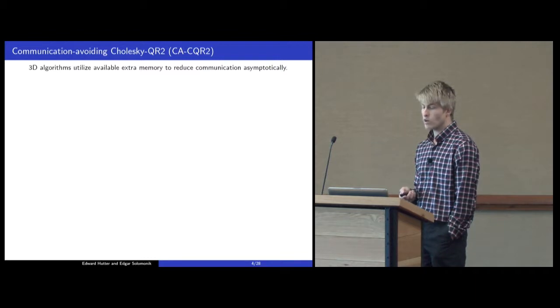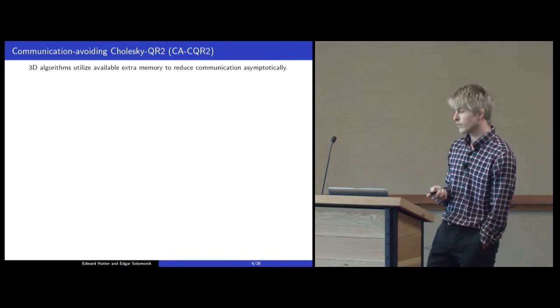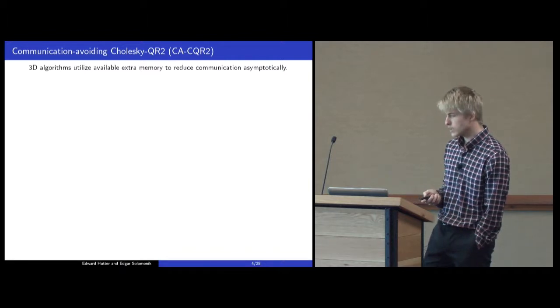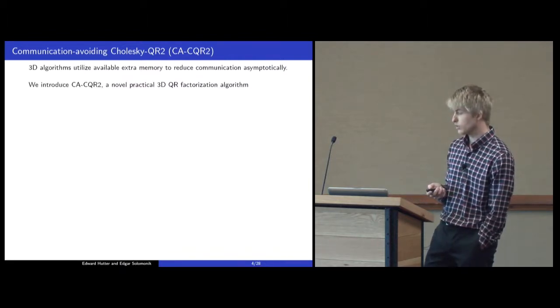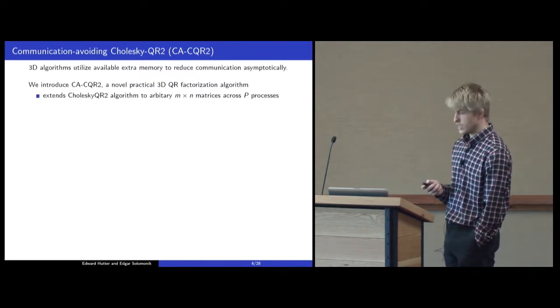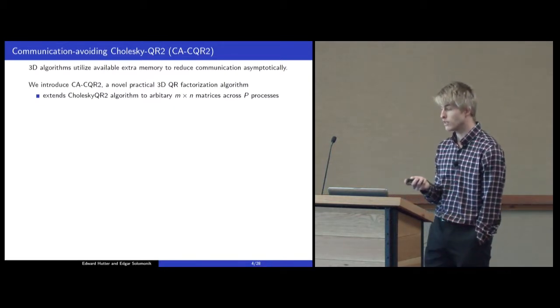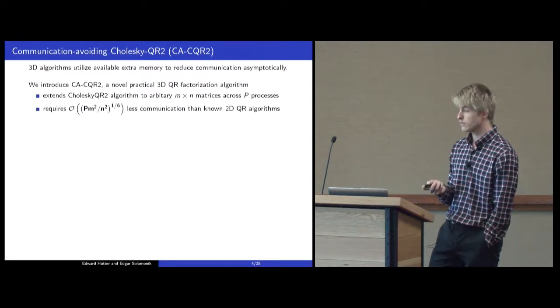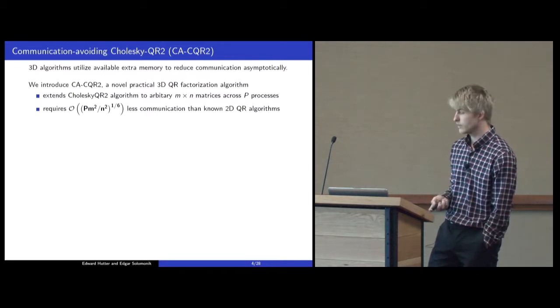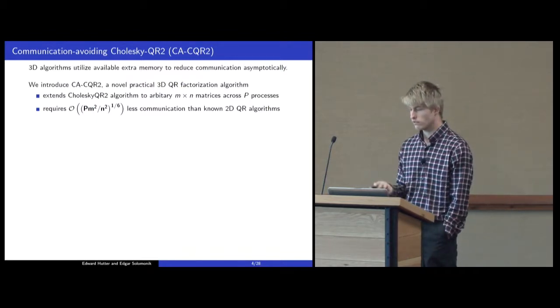So there is this well-known trade-off with 3D algorithms in trading off extra memory footprint for asymptotically smaller communication. And so we want to introduce communication avoiding Cholesky QR2, which is a novel practical 3D QR factorization algorithm. It does extend the Cholesky QR2 algorithm to matrices of any dimension. It reduces the communication by this asymptotic factor, (P m squared over n squared) to the 1/6, versus known 2D algorithms like those present in Scalability.